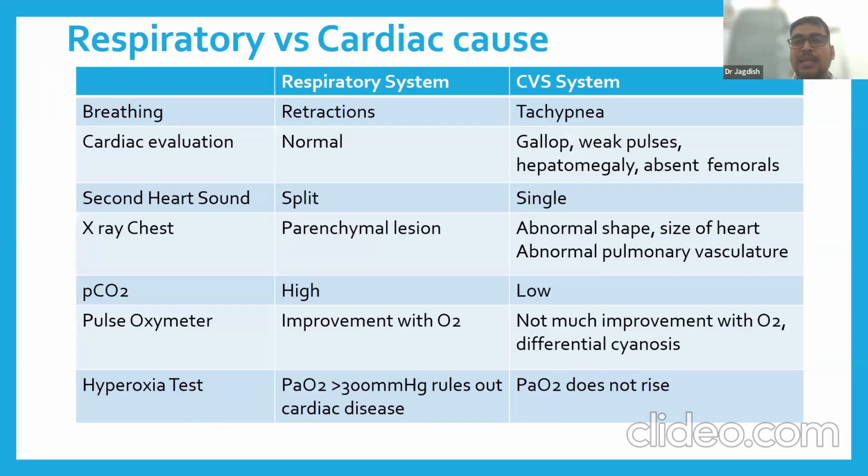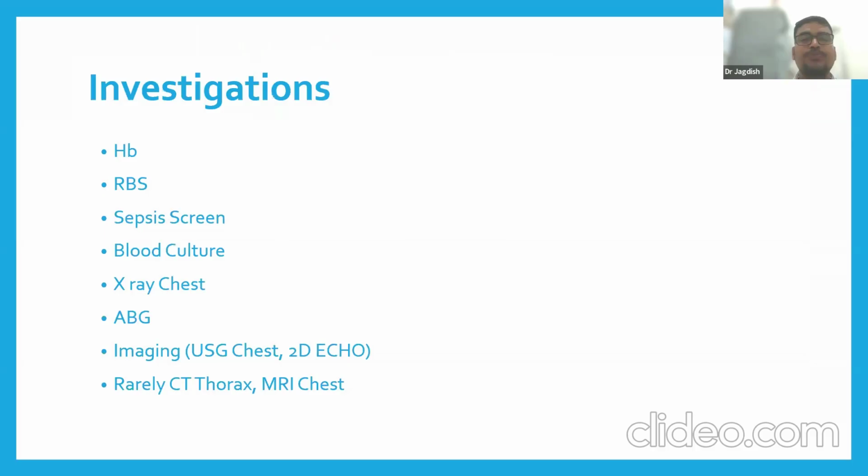Again, we can differentiate whether the cause is respiratory or CVS. If retraction is present, then mostly I am dealing with a respiratory cause where the cardiac evaluation may be normal. The second heart sound may be loud because of the pulmonary hypertension. We can see parenchymal lesions in the X-ray, PCO2 may be high, and there is the hyperoxia test. In the hyperoxia test, if the PO2 is more than 300, that rules out cardiac disease. But with the advent of bedside echocardiography, we are less often doing the hyperoxia test now.